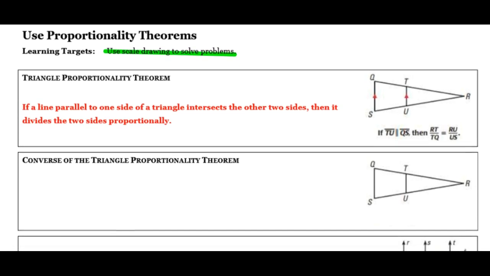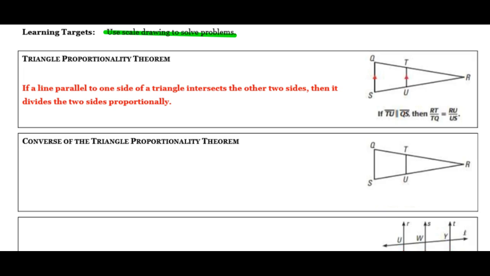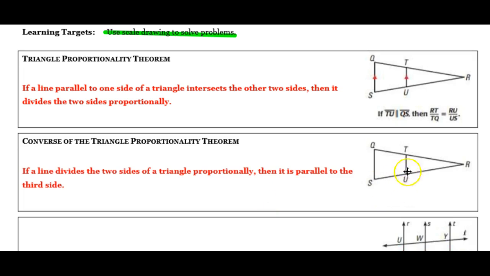Now we have the triangle proportionality theorem, so then of course we have the converse of the triangle proportionality theorem. And our converse says that if the line divides the triangle proportionally, so if TU makes these 2 segments proportional and these 2 segments proportional, then it must be parallel. So if RT to TQ is the same proportion as RU to US, then I know that TU must be parallel to QS.